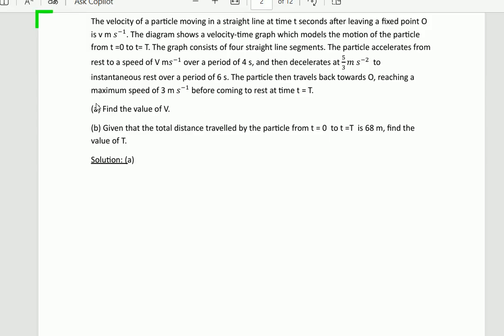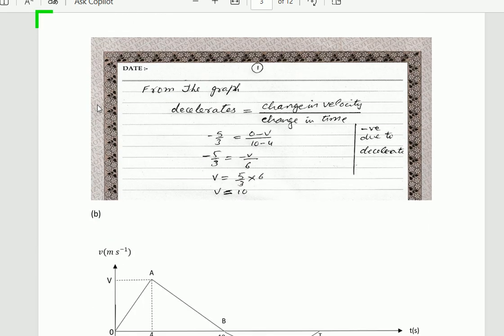Now we shall check the solution for part A. From the graph we know that in order to calculate the deceleration or acceleration, the formula is change in velocity over change in time. Change in velocity means the final velocity minus initial velocity, over the final time minus initial time.